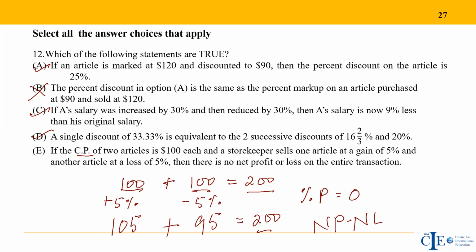Right? So then there is no profit, no loss on the entire transaction, which is true. So hence E is also true. Okay. So for these five statements, except B, all the other four, A, C, D, and E, turn out to be true. So that would be the correct answer: A, C, D, and E.